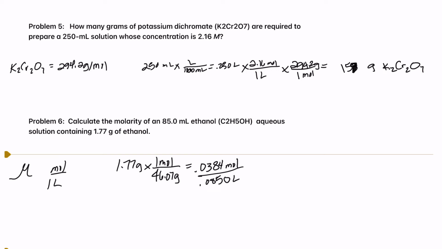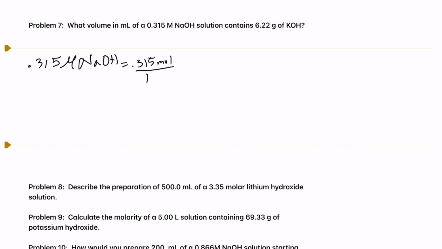Moles per liter is going to give me a molarity of 0.452 moles per liter, or 0.452 molarity. There are other ways that you can calculate this, but I'm trying to make it as easy to follow as possible here.